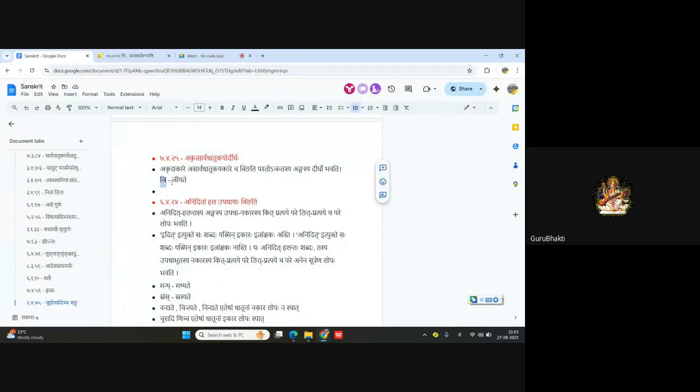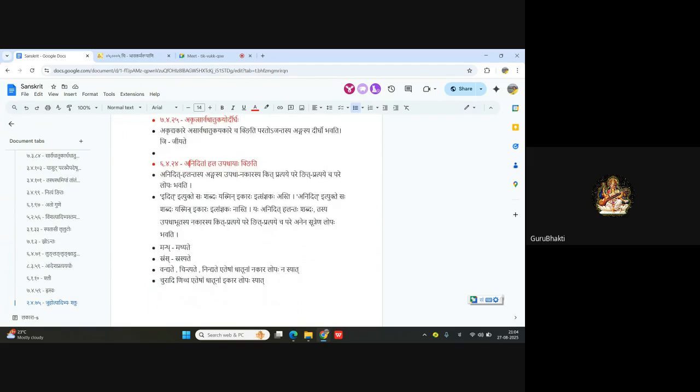Hrasva ikara will change into dirgha ikara when it is followed by ya. Ji becomes jiyate. Chi becomes chiyate. Next, another sutra is Aniditam hala upadhayaha kniti. Is this familiar? No. This also came.